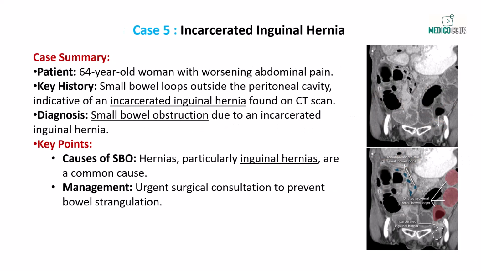Our fifth case involved a 64-year-old woman with worsening abdominal pain diagnosed with SBO due to an incarcerated inguinal hernia, as revealed by a CT scan. Hernias, especially inguinal hernias, are a common cause of SBO and a frequently tested subject on step 1. An incarcerated hernia occurs when a portion of the intestine becomes trapped in the hernia sac, leading to obstruction and potentially strangulation if not promptly treated. This case serves as a reminder that the clinical examination supported by imaging is vital in diagnosing SBO and determining the need for surgical intervention.